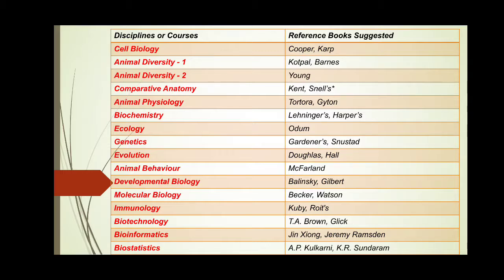So Watson is a little bit, not difficult, but explained in great detail. You will find replication in hundreds of pages. So Becker I am suggesting for those who don't want to pursue their career in molecular biology ahead. And if you want to be in research or do a PhD in molecular biology labs, then I strongly suggest you Watson.